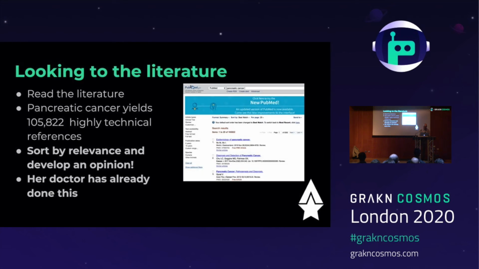What I did first was I pulled all the pancreatic cancer data from PubMed, and I found 105,000 references, right? I can't read that. Here's the point. I said her doctor's probably already read all that, or some of that, as a field, and made good decisions. But is there something more that we can find, right?